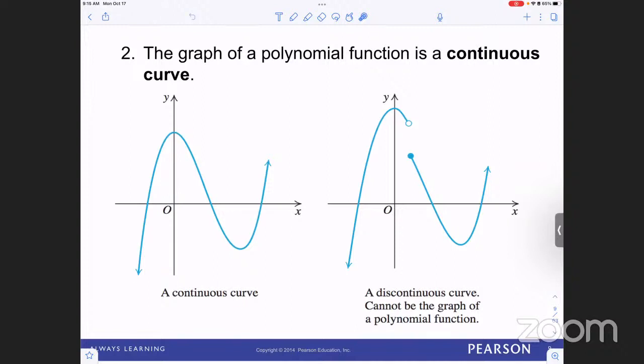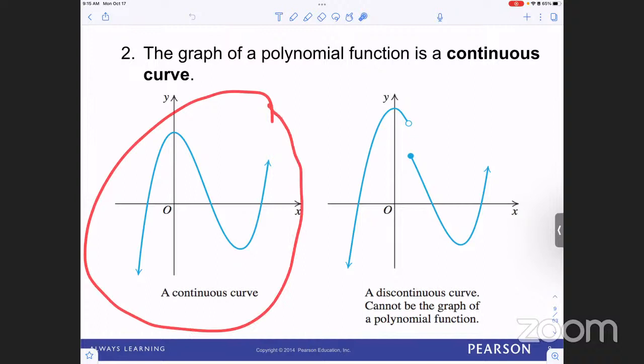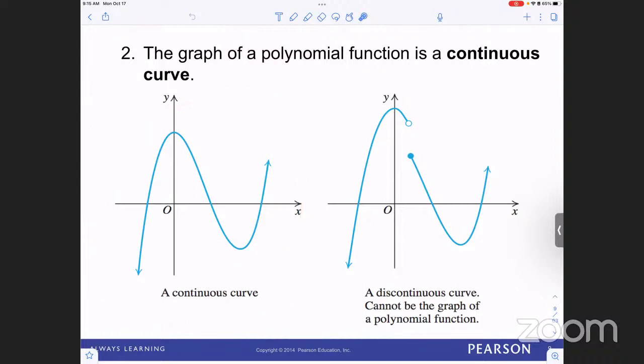So on the left here, we have an example of a polynomial. It's a continuous curve. There are no holes or gaps or breaks. On the right, we've got this gap. Because of that gap, this is not considered a polynomial.